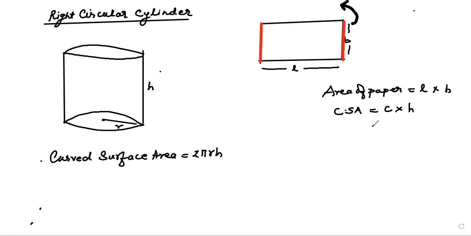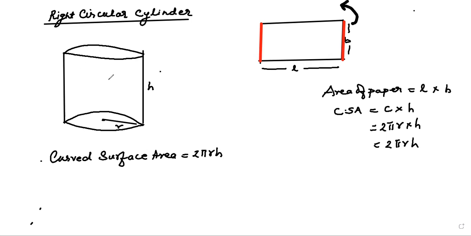The circumference of a circle is given by the formula 2 pi r. So the area is 2 pi r into h. So naturally, curved surface area is given by the formula 2 pi r h. I hope people get an idea about it. Very simple. So curved surface area is given by the formula 2 pi r h.